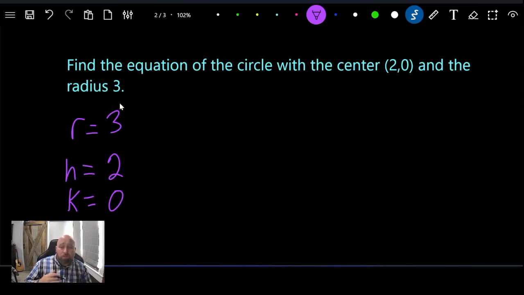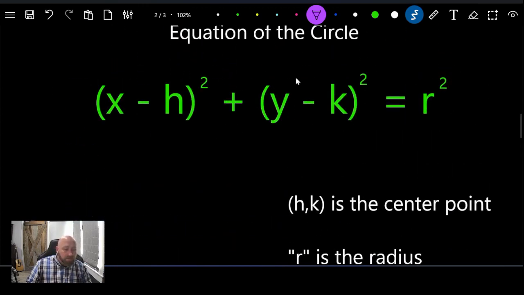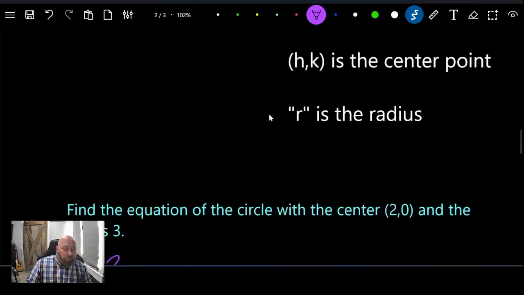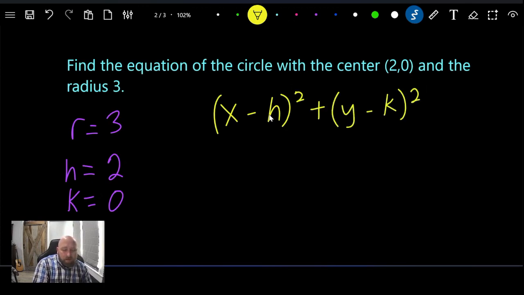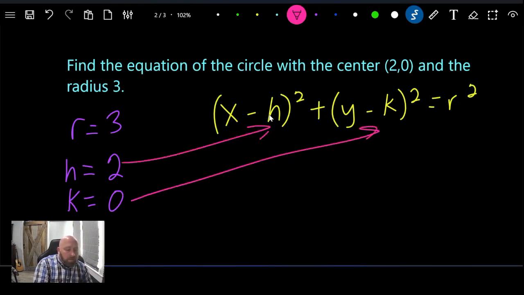And now what we want to do is plug it into the standard form of our circle. What is that? Let's go back up here. It's this one right here, the equation of the circle, standard form. So we're just going to plug it in. Let's write that form up there, and then we'll plug into it. So (x minus h) quantity squared plus (y minus k) quantity squared equals r squared. All we want to do is plug in the information that we have. This is all they're asking us to do in this problem. So we're going to plug in our h right there, our k right there, and our r right there, and we're going to be done with this one.